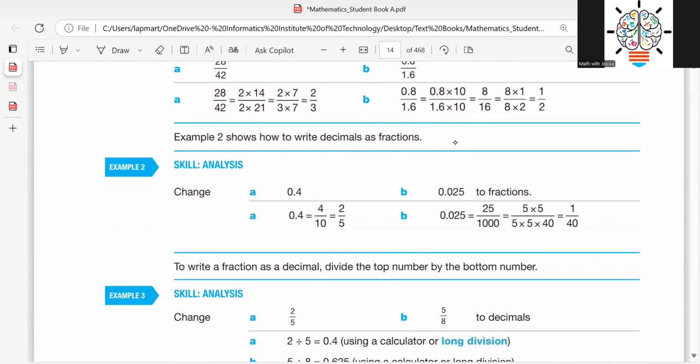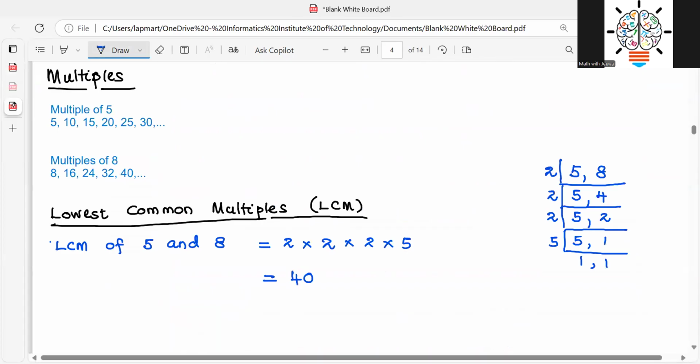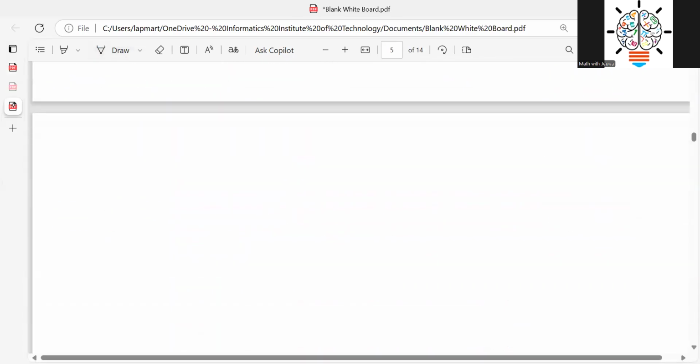Then here we want to change 0.4. For that, I'll go to the book. It's like this. Now, if you have 0.4, I write it as a fraction, 4 over 10. Now, you will realize the pattern. If it is 0.7, the pattern is 7 over 10.